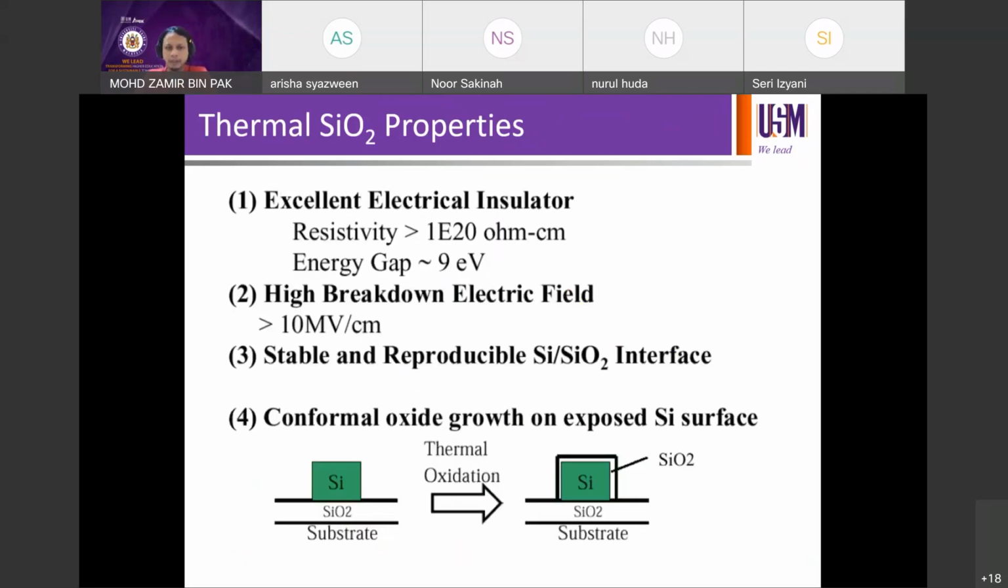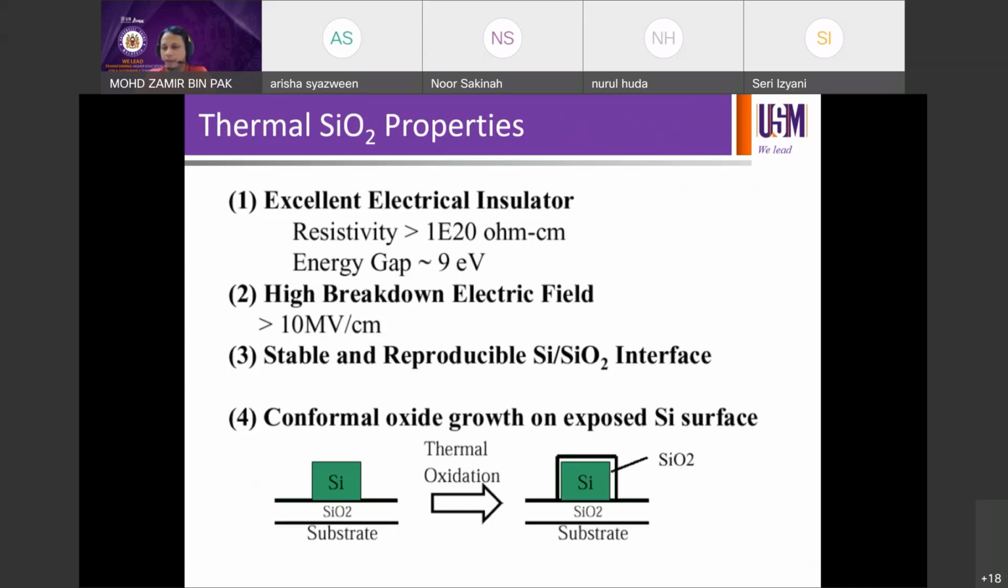We have discussed a couple of properties. For example, the thermal oxide has to be an excellent electrical insulator. It needs to have a high breakdown electric field, or else if you apply a high VG, for example, then it's just going to break down. Or even if you don't apply a high VG just yet, it may already break down if the quality of the oxide is not good, right?